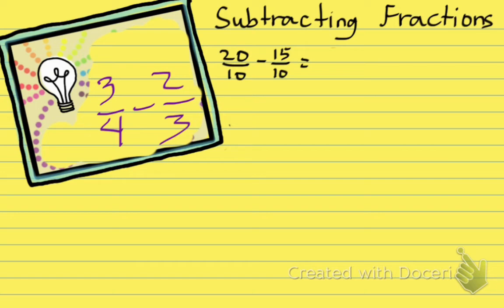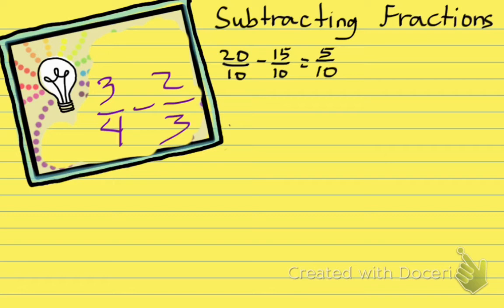So 20 take away 15 equals 5. And then just copy our denominator 10. So 5 over 10. And then always simplify your fraction if needed. So in this case, we have 5 over 10, and we can simplify our fraction.